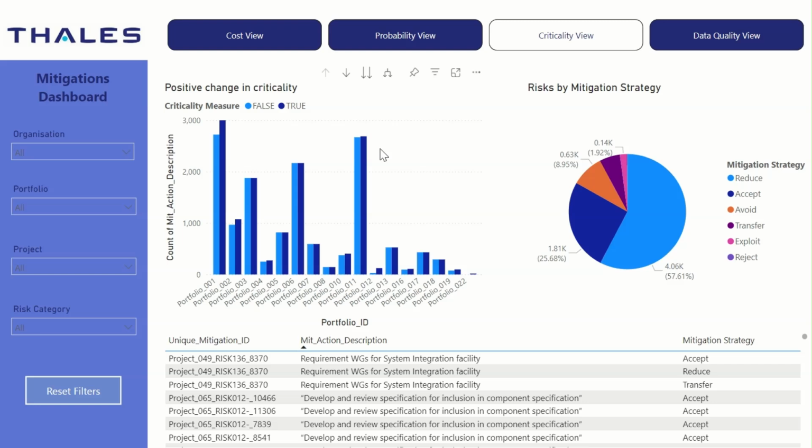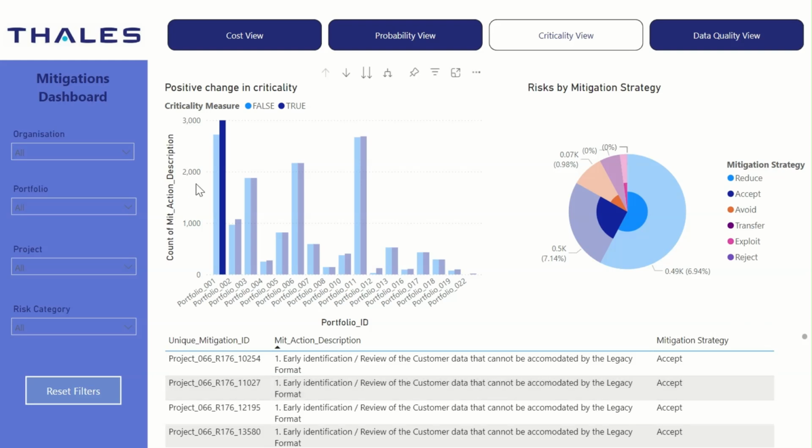Criticality view is essentially a visualization of the seriousness or the criticality of risk. Along the top here, we have two measures, true and false. True is when the mitigation has worked and the criticality of the risk has decreased after the mitigation has been put in place, and false is the opposite. We are viewing here currently by portfolio ID. If I was to click here, for example, on any of the bars, then this will show you approximately 3,000 entries in this box down here where the mitigation has worked. You can see a description of the mitigation along with the mitigation strategy or objective.